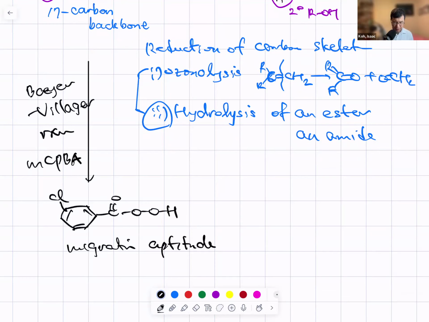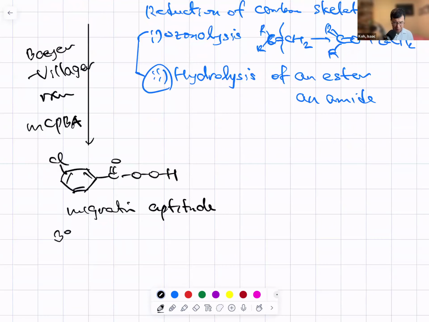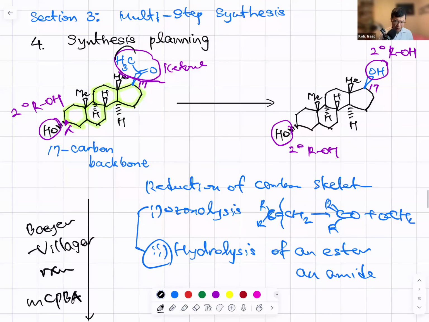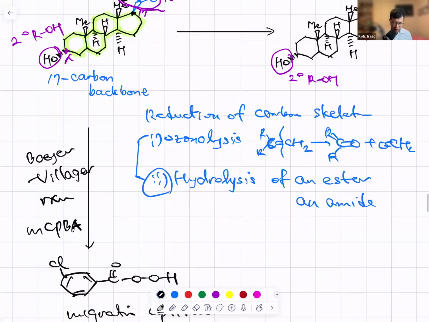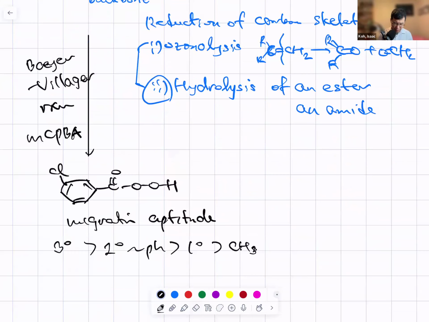migration aptitude in this Baeyer-Villiger reaction, tertiary alkyl group is best. Secondary alkyl group and phenyl ring is similar. Primary alkyl group and then methyl in this order. So then here we have methyl group. We have secondary alkyl group right there. So secondary alkyl group has priority compared to primary alkyl.